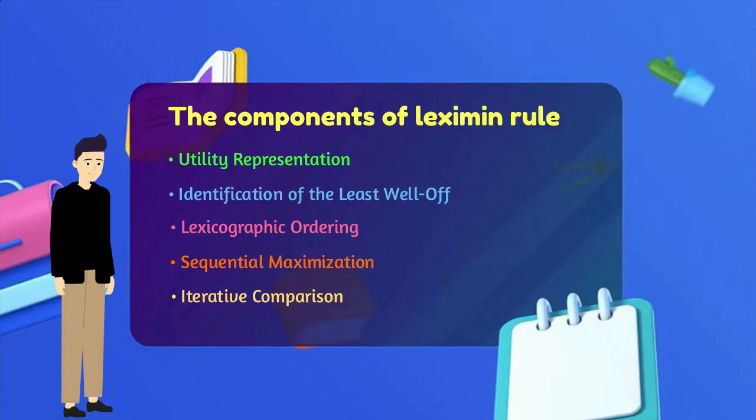Next, we go to the sequential maximization. Sequential maximization is step-by-step improvement of the worst-off individuals. Lastly, we go to the iterative comparison. Iterative comparison is continued comparison across all levels of utility until a clear preference is established.